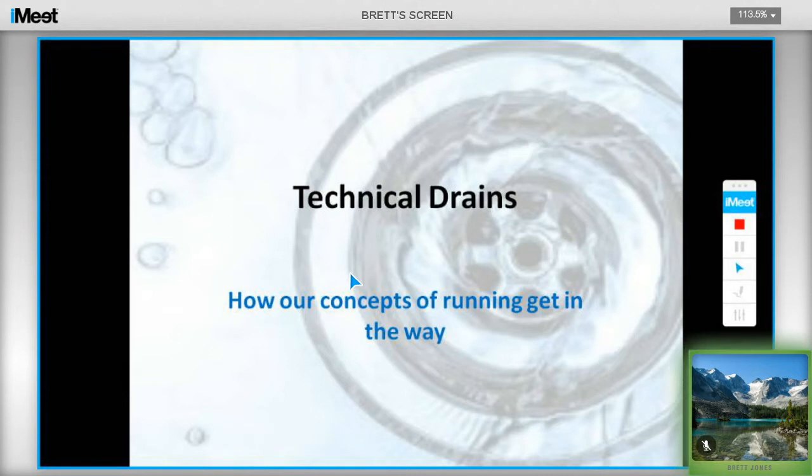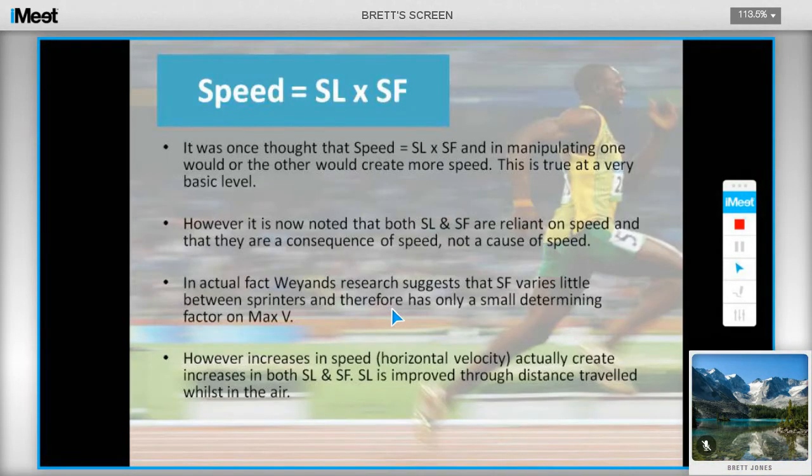Technical drains is a big issue with how we teach and how we cue athletes. So the concepts of running that we know and that we read or that we've inherited along the way can really get in the way of how we run and what we think about running.